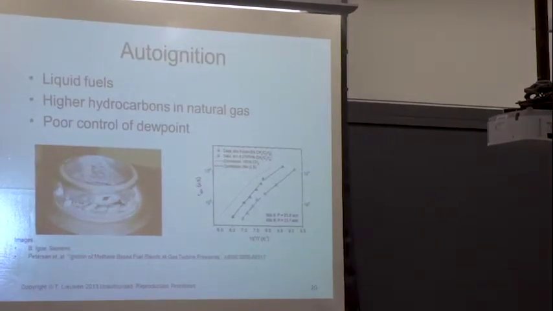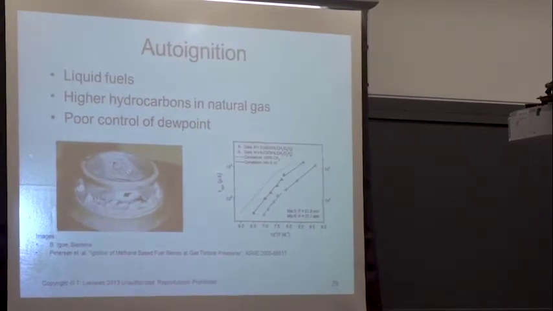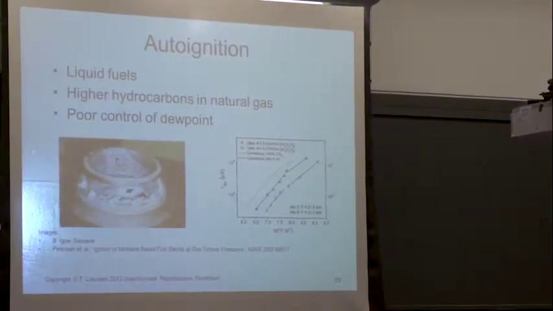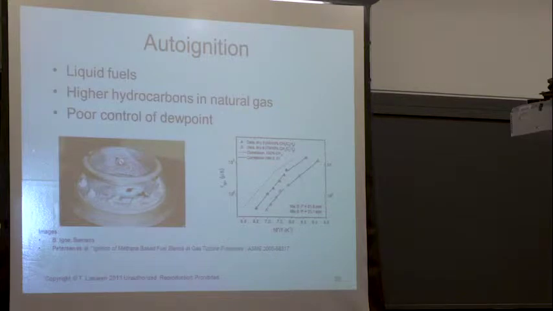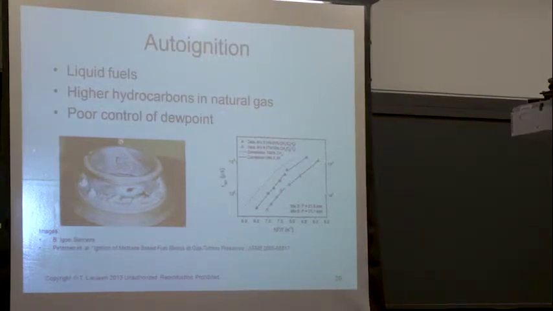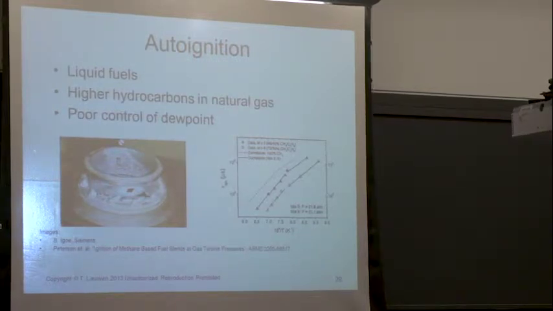This is some hardware from Siemens, but this is where the flame was sitting on hardware not designed for the flame. But again, it's a real challenge as you're going up in pressure and temperature, but also it's a real challenge when you start getting higher hydrocarbons in your fuel, because as you go up in higher hydrocarbon content, auto ignition times drop. So actually, somebody mentioned this, poor control of dew point.